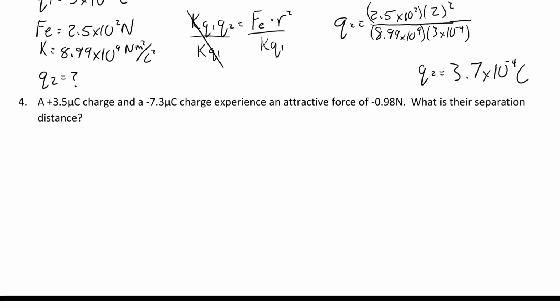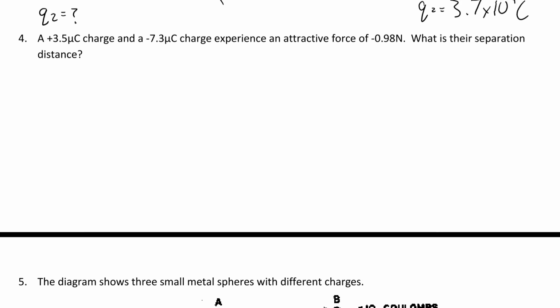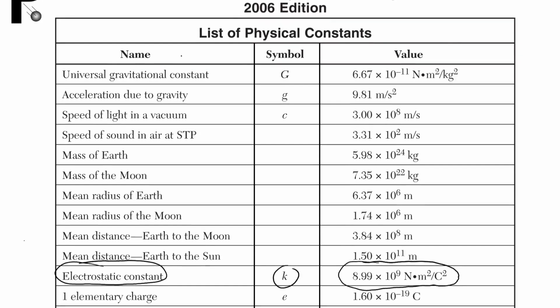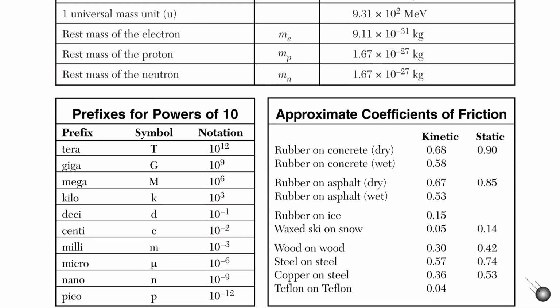Okay, number 4. Number 4 is a little tricky here. It says 3.5 squiggle coulombs. What the heck does this squiggle mean? Let's look in our reference table. That squiggle should look familiar. We talked about it a lot when we were doing friction in Unit 5. It was the symbol for the coefficient of friction. It was a mu, but we're not talking about friction here. We're talking about something else.